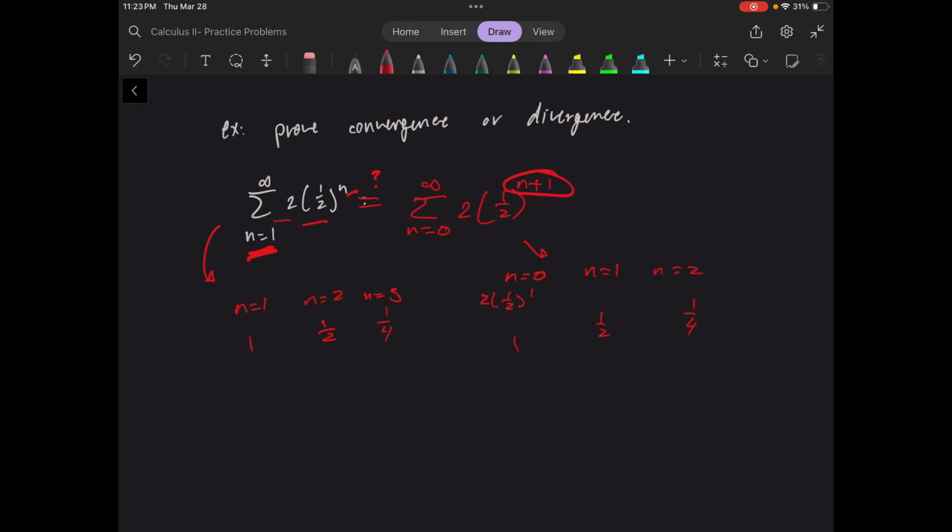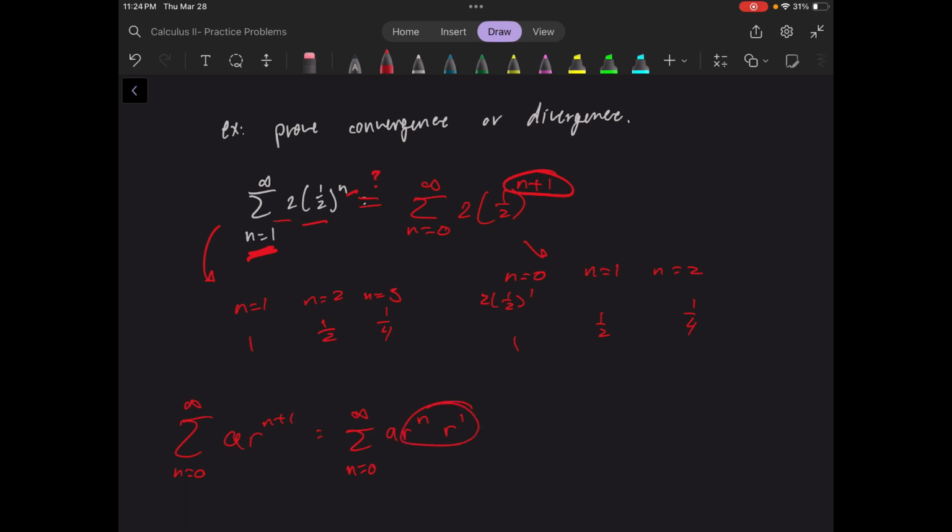But it's no longer in the form ar to the n. This is the series n equals 0 to infinity of ar to the n plus 1. So what can we do to get that back into ar to the n? Well, we could just do a bit of algebra and write this as ar to the n times r to the 1.